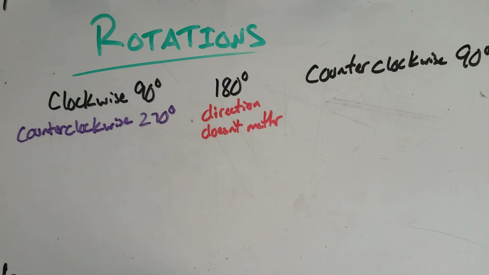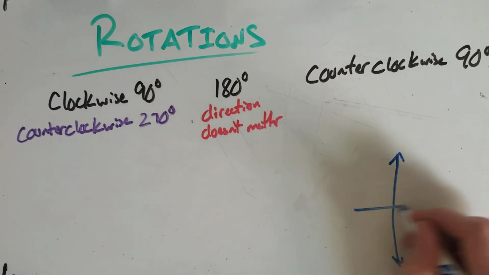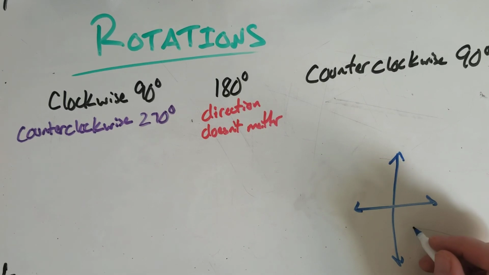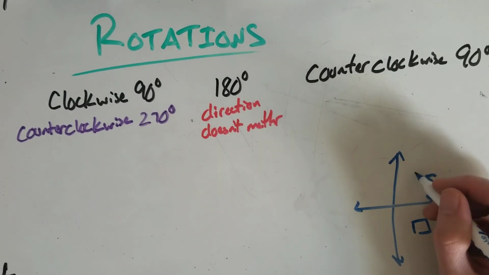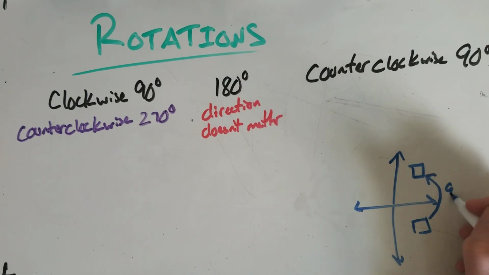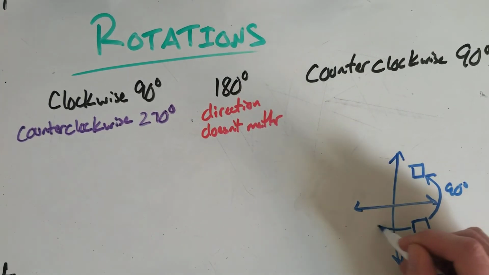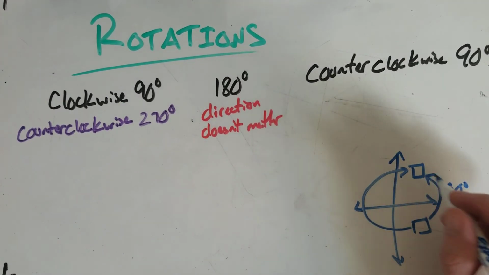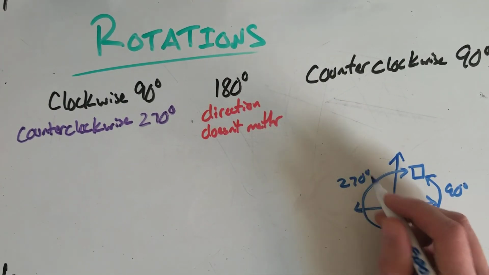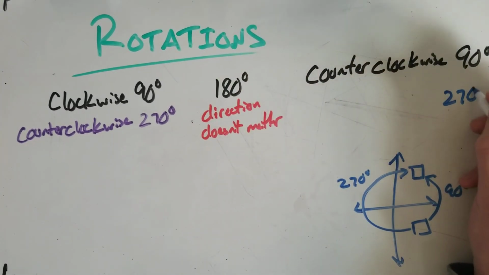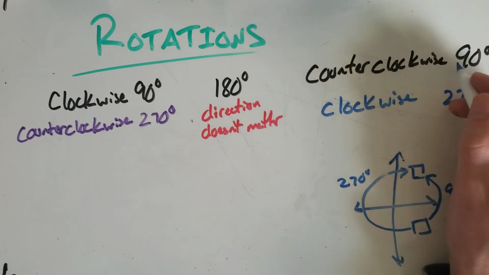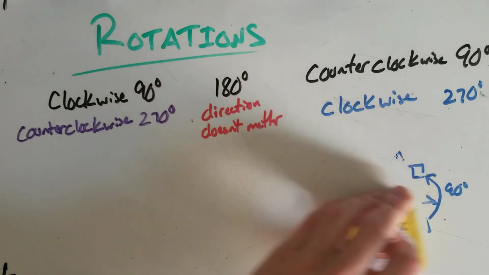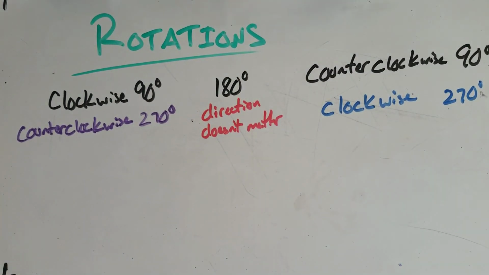And counterclockwise, say you have your coordinate plane again and a square. Going counterclockwise 90 degrees would be going the opposite of the hands on the clock, so you'd be going this way. This would be 90 degrees counterclockwise. That would be the same as going 270 degrees if you went clockwise, following the hands of a clock. So these two are the same. Going 90 degrees counterclockwise is the same as going 270 degrees clockwise. So we kind of have them grouped together.